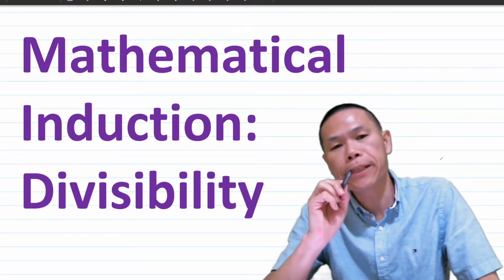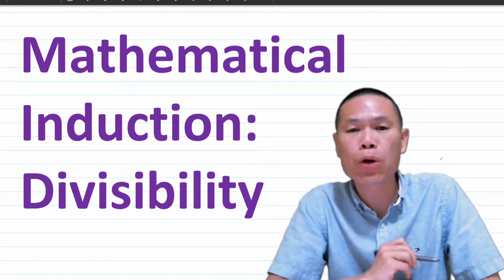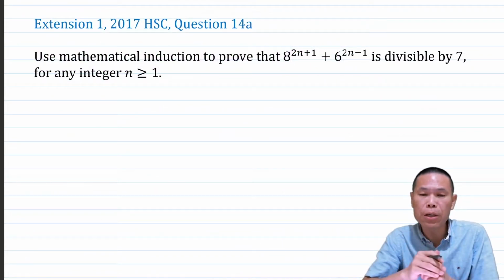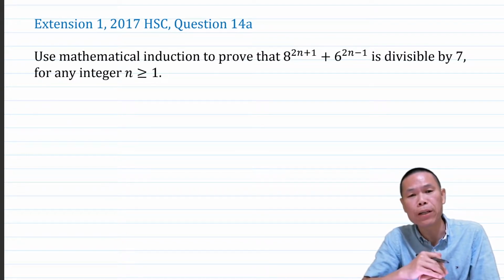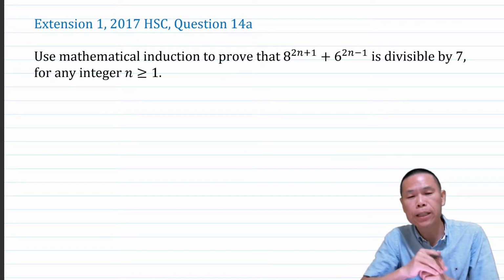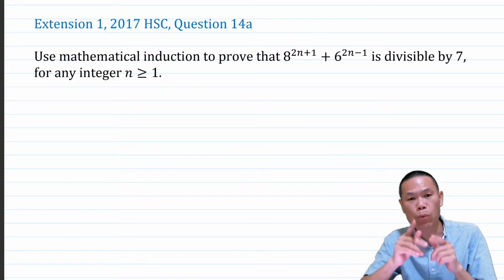Hi there, in this lesson I'm going to teach you how to prove divisibility by mathematical induction. So let's get started. To prove this statement is divisible by 7, step number 1, we need to prove it for n the smallest number first. In this case, the smallest number for n is 1.